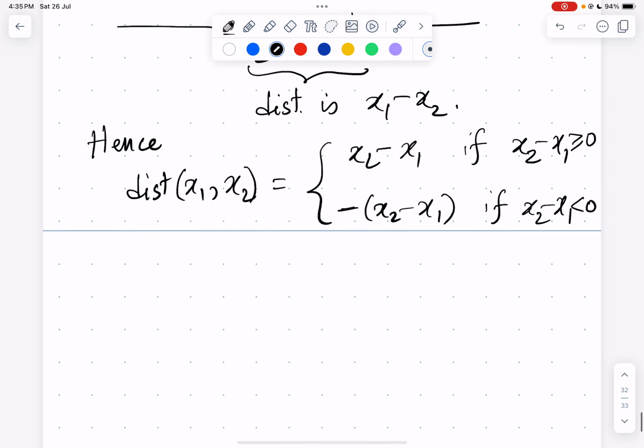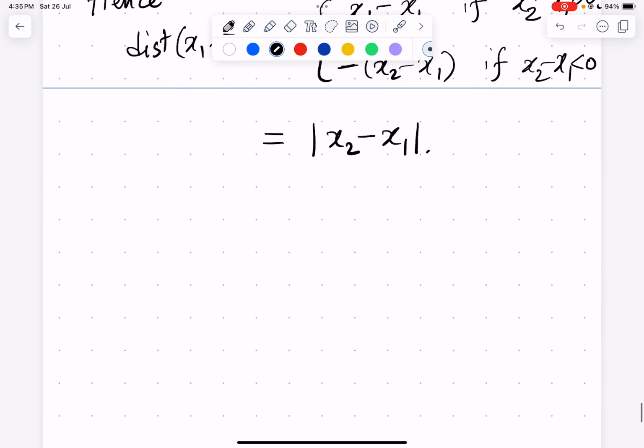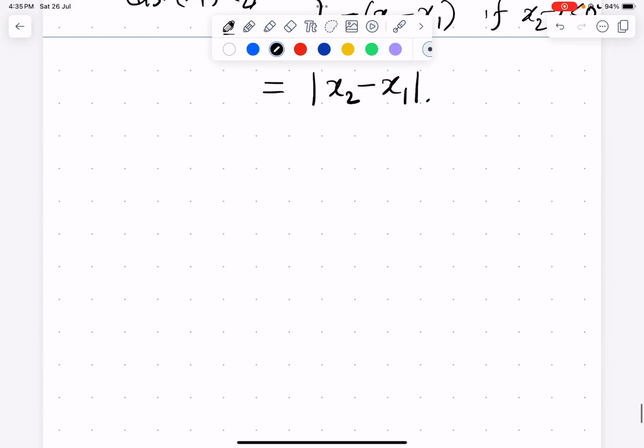So this is just by the definition of absolute value, this is the absolute value of x2 minus x1. So hence the distance between any two points x1, x2 on the real line is the absolute value of x2 minus x1. So we know how to compute distances between points on the line. So now we can try to do the same for the plane.